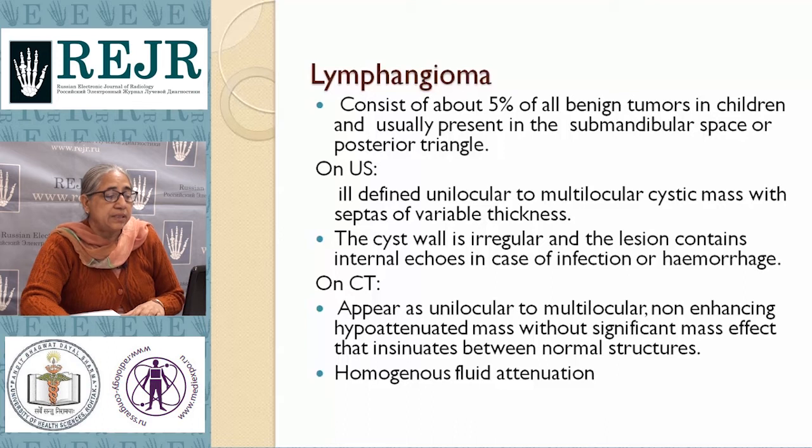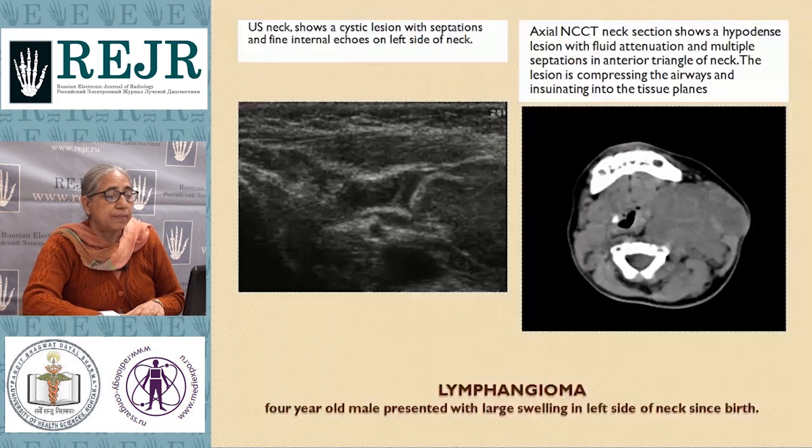On CT, they appear as unilocular to multilocular, non-enhancing, hypoattenuated masses without significant mass effect that insinuate between normal structures. They show homogeneous fluid attenuation.